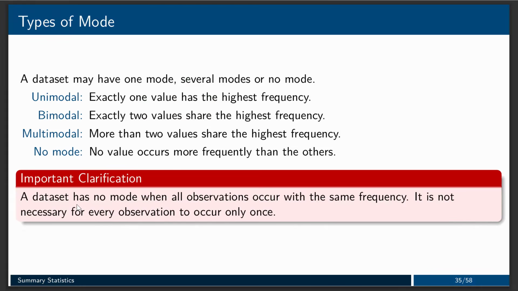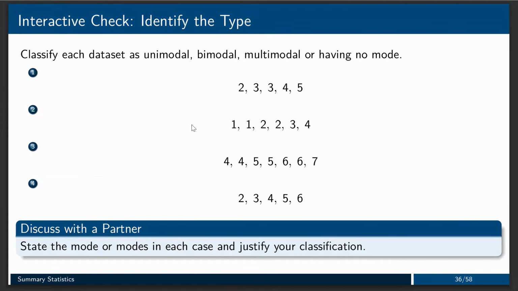A data set has no mode when all observations occur with the same frequency. It is not that every observation must occur once. No, it is that all observations occur with the same frequency. Then there is no mode. So classify each data set as unimodal, bimodal, multimodal, or having no mode. Let's do it together.